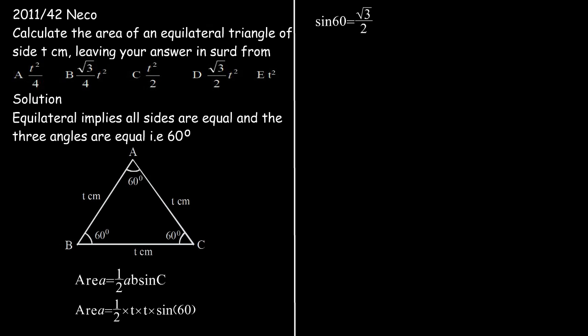So substituting, it becomes area is equal to 1 over 2 times t times t times sin 60. But recall that sin 60 is equal to root 3 over 2. So substituting for sin 60, it becomes area is equal to 1 over 2 t squared times root 3 over 2, and multiplying, it is equal to root 3 over 4 t squared centimeter square, and the correct option is B.